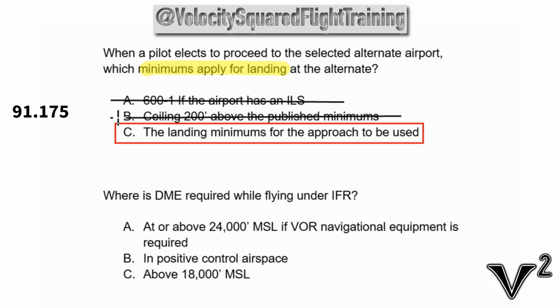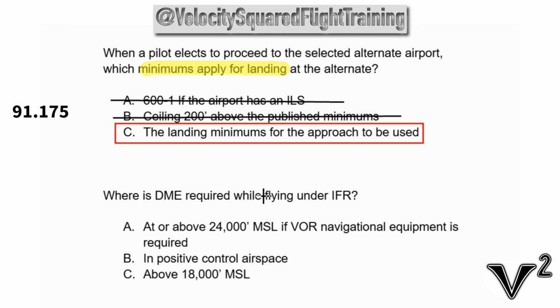This happens a lot in the test. You're going to have two competing answers and one garbage. A lot of the time it helps to just get rid of the trash right away. This is nonsense, and then you try to figure out between these two, and you've just taken your odds of getting it right to 50%, even if you don't know it at all, from 33%. That's a little test-taking tip for you. So the minimums that apply for the landing are always just going to be the landing minimums for the approach to be used.